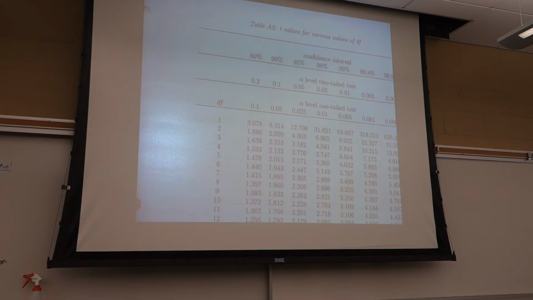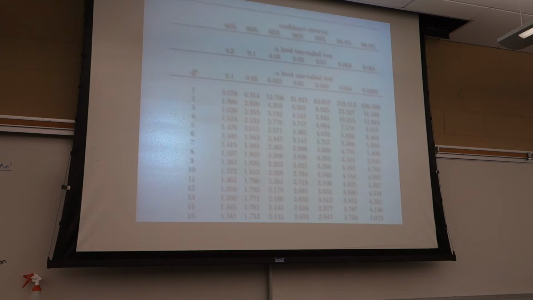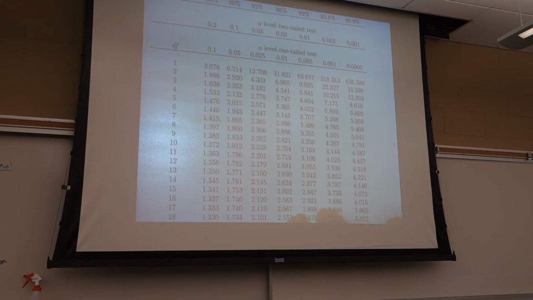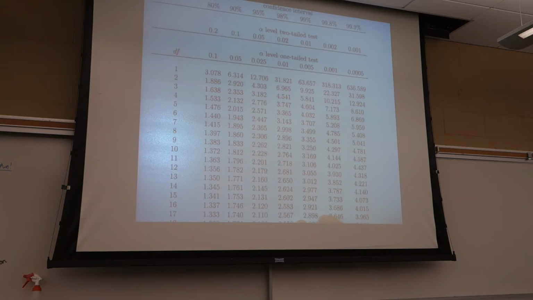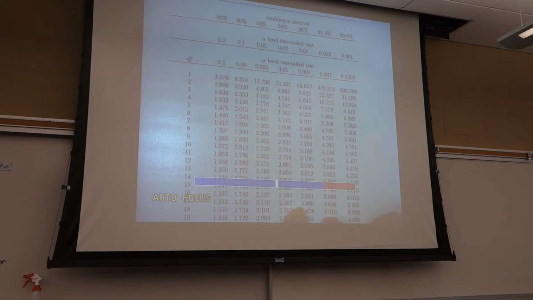99% confidence interval. That's this one right here. And what's my n? N is 18, so my degrees of freedom is 17. Slide over to the 99% confidence interval: 2.898. Oh, you can't see that. Are you on board? Yeah. All right, so 17 over to the 99% confidence interval, 2.898.